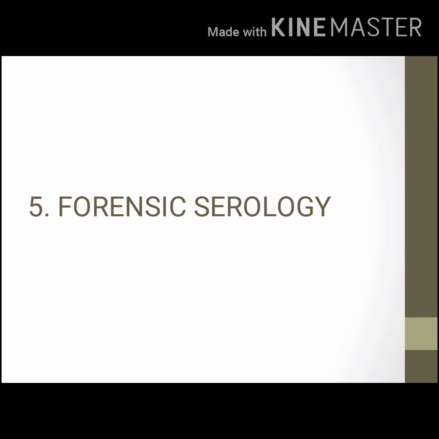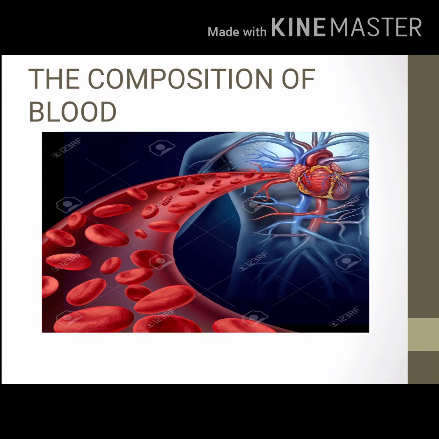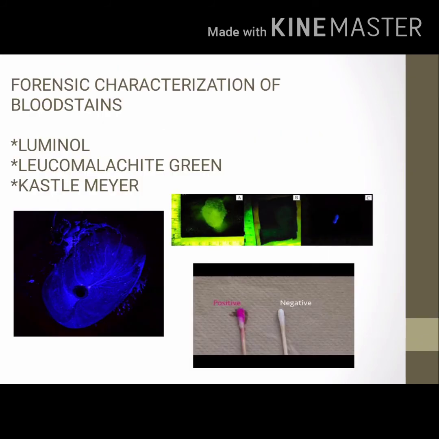The next topic is forensic serology. Forensic serology is the application of the study of blood, semen, saliva, and other body fluids to legal matters. The field generally comprises the detection of enzymes and antigens, identification of seminal stain, blood typing, ABO and secretory status, and DNA typing. The composition of blood. The next picture is forensic characterization of blood stain.